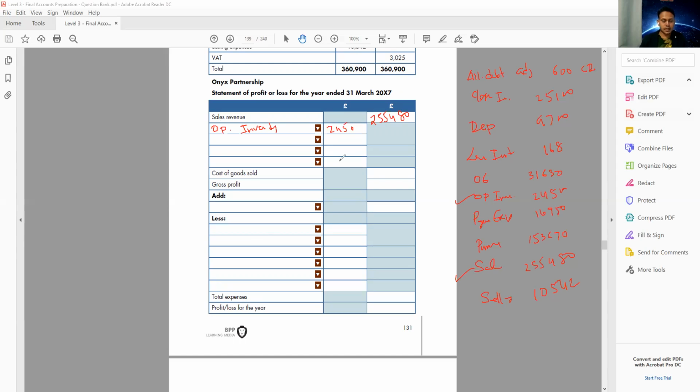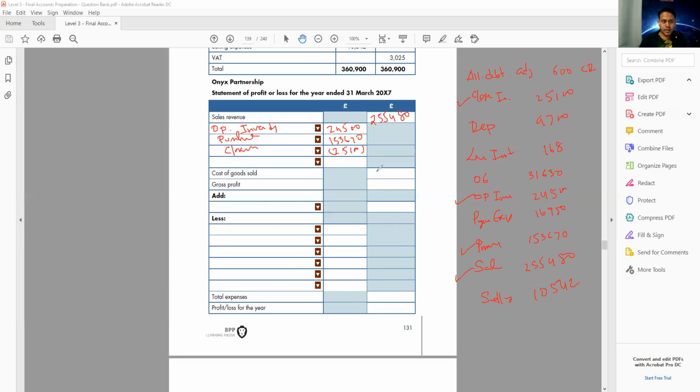24,500. Then you have purchases, the purchase is 153,670. Then you have a closing inventory, that is minus 25,100, and that will give me the cost of sales. Can anyone find out the cost of sales, how much it is? That is 24,500 plus 153,670 minus 25,100. Thank you, Amit.